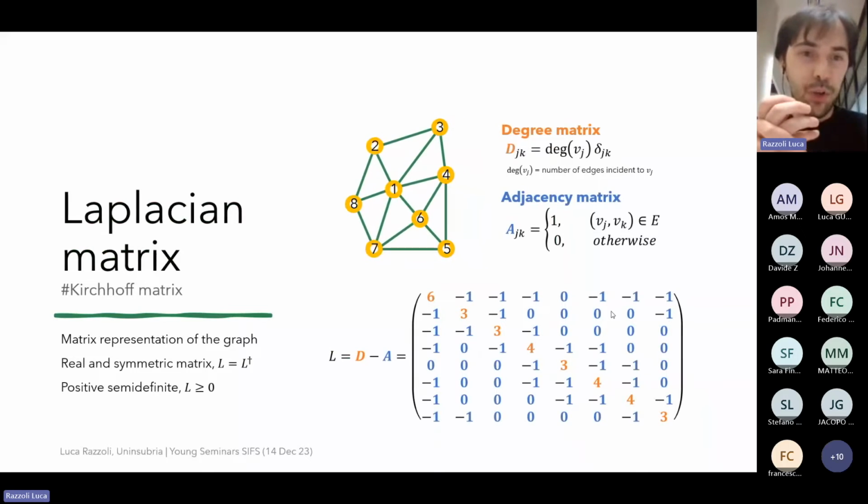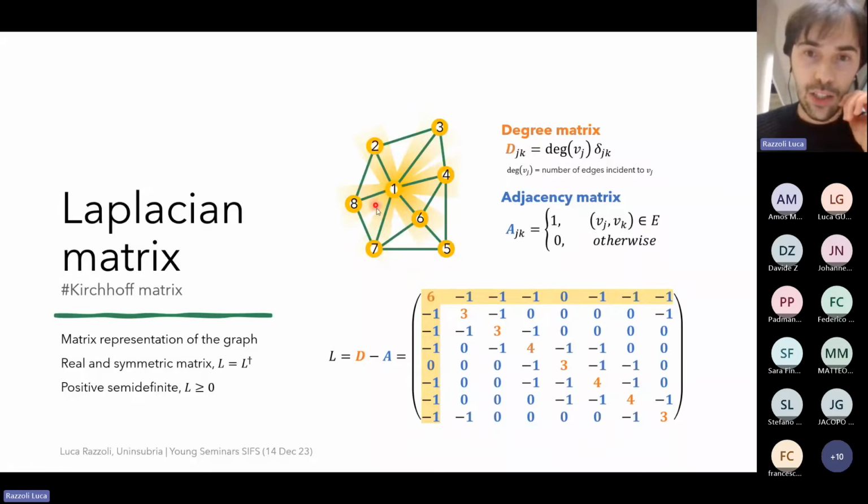From a mathematical point of view, the graph is represented by the Laplacian matrix, which is real, symmetric, and positive semi-definite. And here is an example. Along the diagonal, the elements are the degrees of the vertices. So, for instance, the first vertex has degree 6 because there are 6 edges that are incident to it. Then the off-diagonal elements are related to the adjacency matrix, so 1 whenever the 2 vertices are connected by an edge and 0 otherwise.